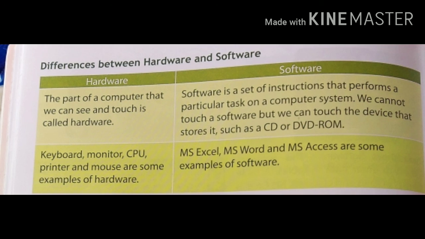Children, listen. What are the examples of hardware parts? Yes, keyboard, monitor, CPU, printer and mouse. Yes, very good. What are the examples of software? Yes, MS Excel, MS Word and MS Access.